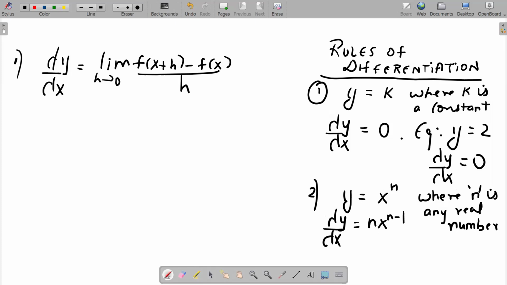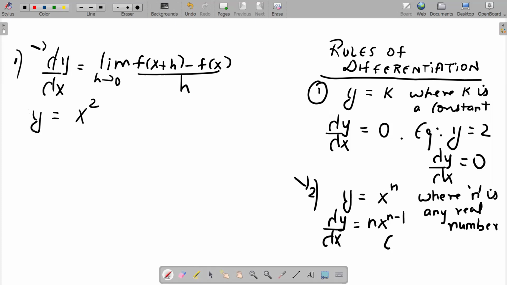Now, obviously, all these rules can also be proved. But in this lesson, I'm not talking too much about the proof, but about the application of differentiation. So if y is x to the power n, the derivative of y with respect to x is nx^(n-1). Now let's take an example and let's show that the answer comes out to be the same whether I use the limit definition to find the derivative or I use the rule. So for example, let's say that y is equal to x square.